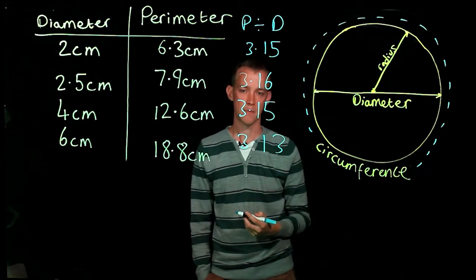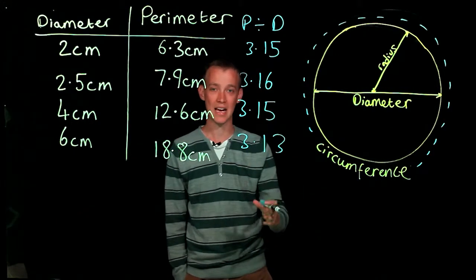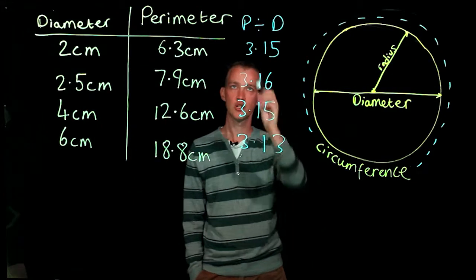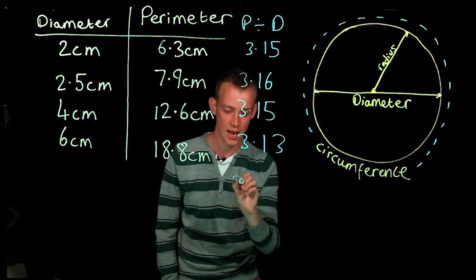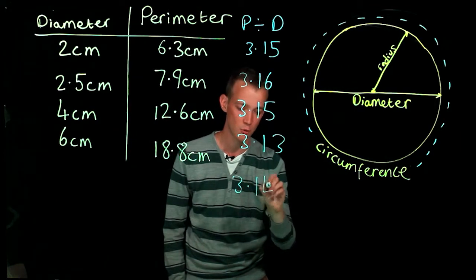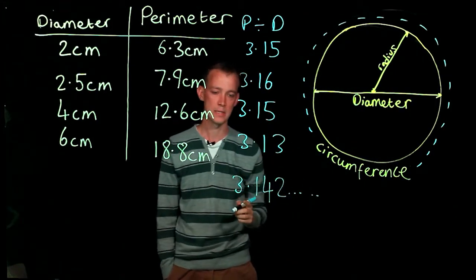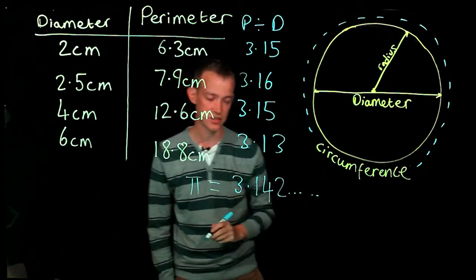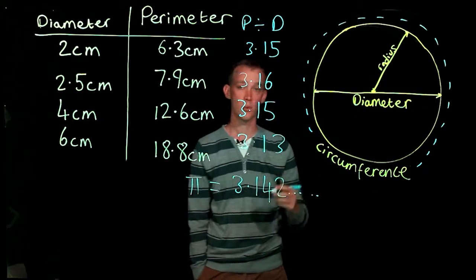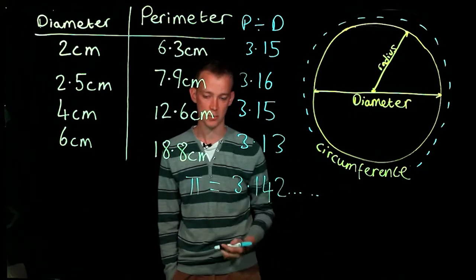The hundredths differ. Now, if I were to draw and measure a circle completely accurately, what I would find is whenever I do the perimeter divided by the diameter, I should get a number which is 3.142, and it actually carries on. Now, in maths, we call this number pi. You might have seen that before. Pi is equal to 3.142, and if you use your calculator, you can work out some more digits of pi.